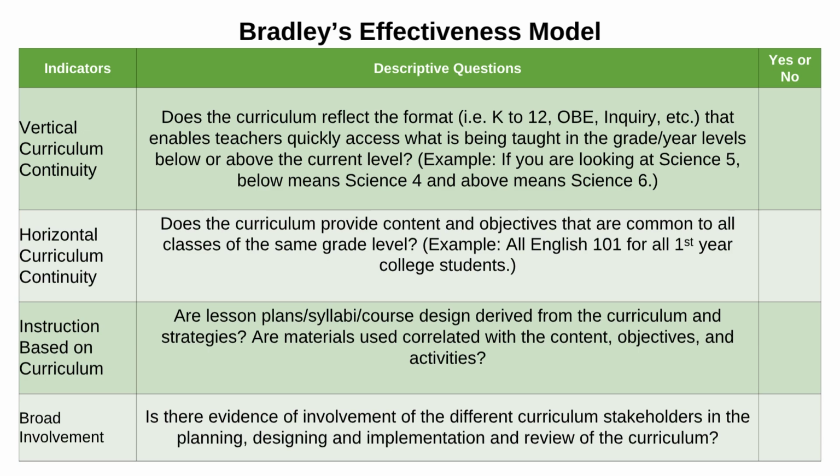1. Bradley's Effectiveness Model. This model focuses on how effectively a curriculum operates in practice. Bradley identified 8 key indicators to evaluate curriculum effectiveness. Let's go through them. 1. Vertical curriculum continuity. Question: does the curriculum reflect the format that enables teachers to quickly access what is being taught in the grade levels below or above? Example: Science 5 should build on concepts introduced in Science 4, example ecosystems, and prepare students for more advanced concepts in Science 6, example food chains.